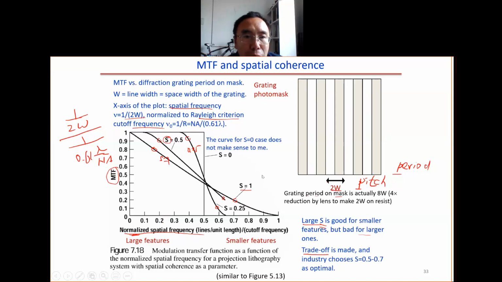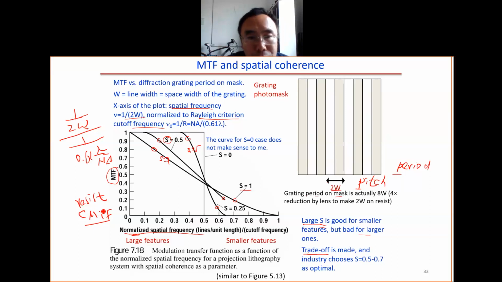We will have some assignment on the modulation transfer function and also from this curve. I hope you can understand this curve. Basically, this curve tells you that if you know the feature size, the numerical aperture, the wavelength, and the spatial coherence, you can get the MTF. If you know the MTF, you can also figure out the smallest W you can get. Later on, we will have the definition of CMTF, the critical MTF. This is the property of the resist.